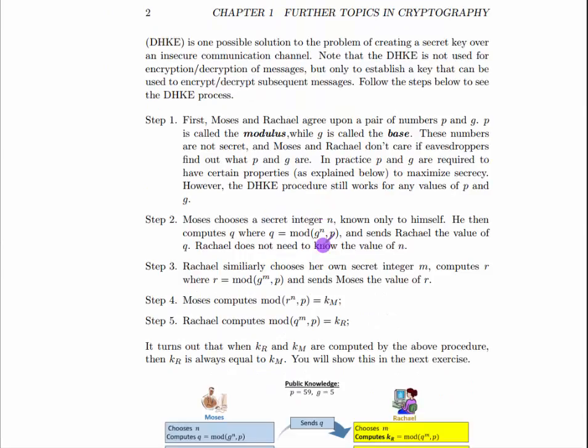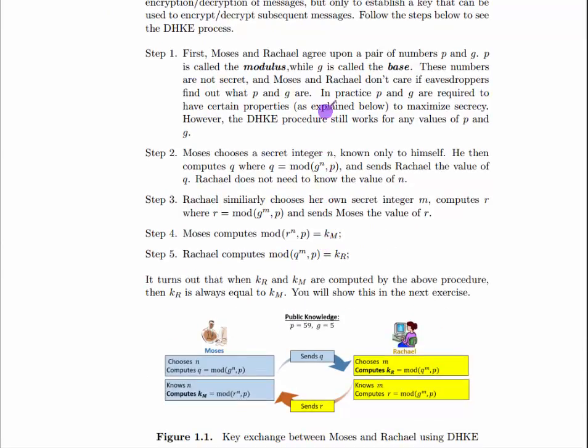So here's the procedure. And as I said, it uses modular arithmetic. So the two parties who are communicating are Moses and Rachel, and they agree on a pair of numbers P and G. P is called the modulus, and G is called the base. These numbers are not secret. So the whole world can know what these numbers are. So in practice, these numbers have certain properties. We won't talk about that right now because this procedure works for any values of P and G that you choose.